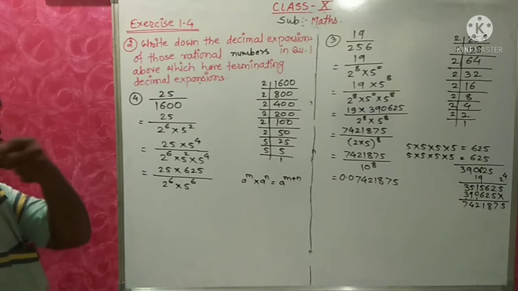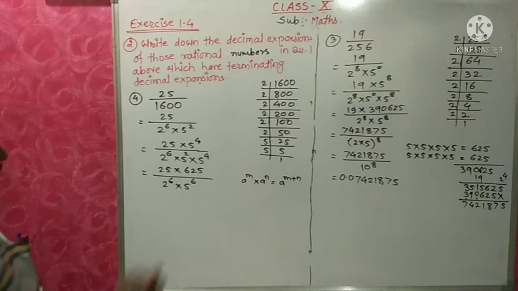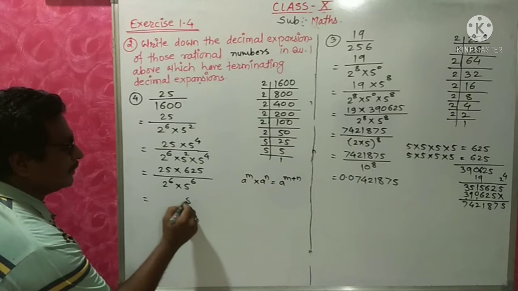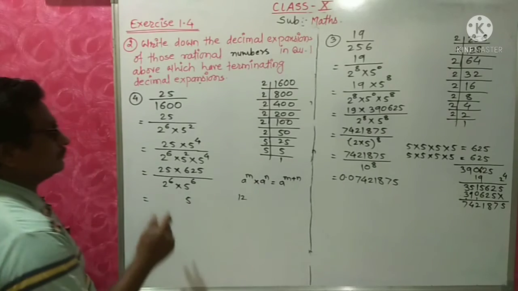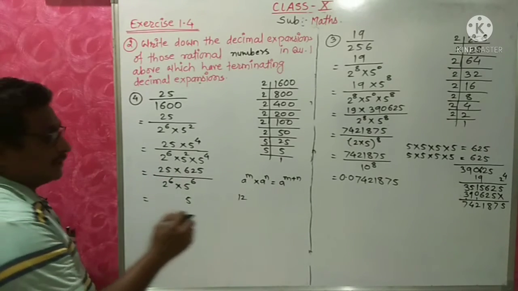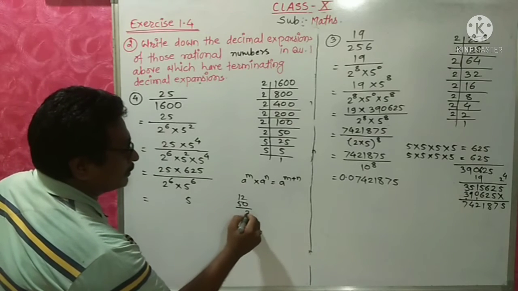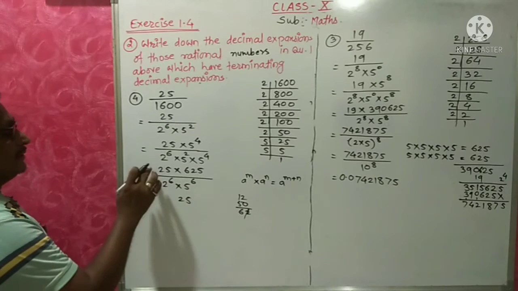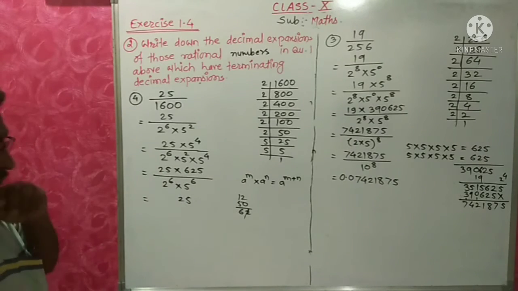So laws of exponents we should also know. Now here 25 5s are 125, 12. 25 2s are 50. So what will we get? 62. So 6 carry. 25 6s are 150.